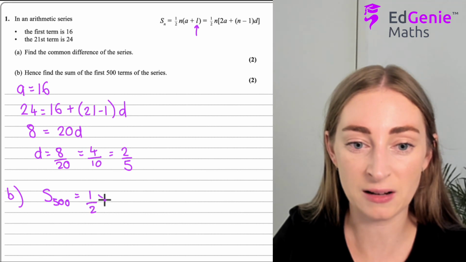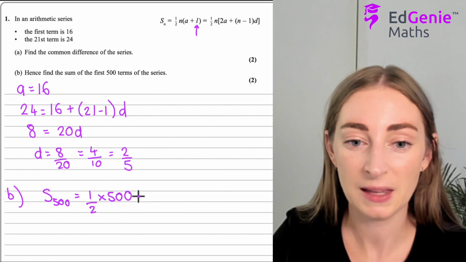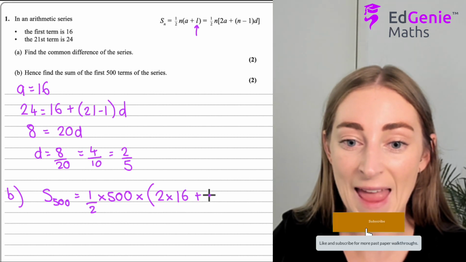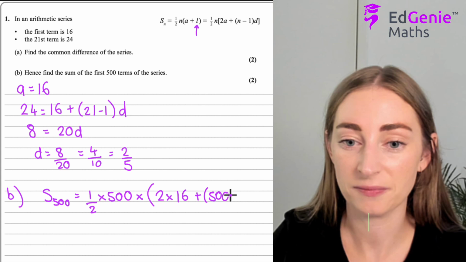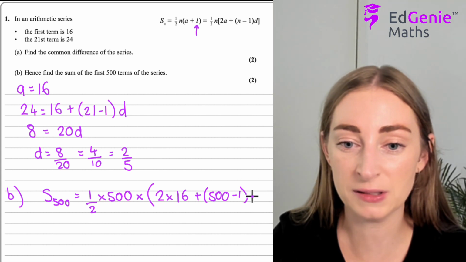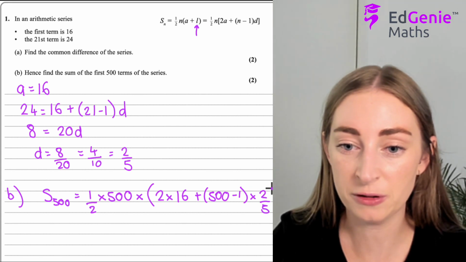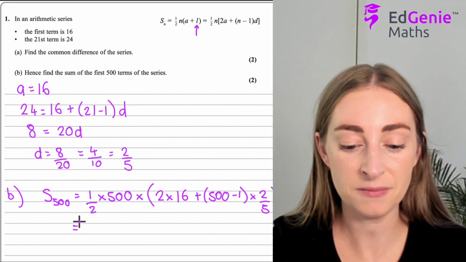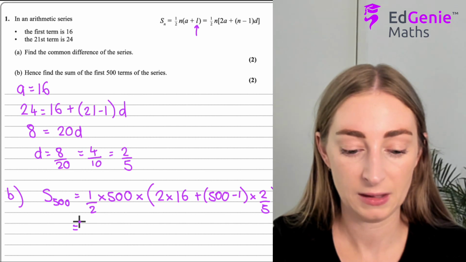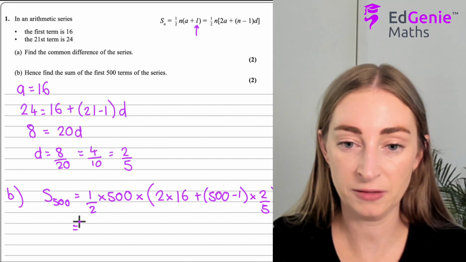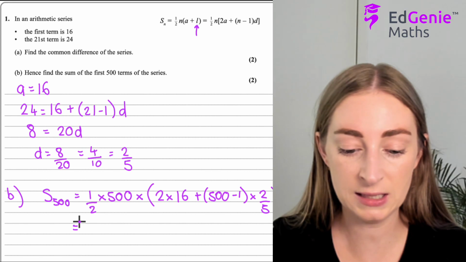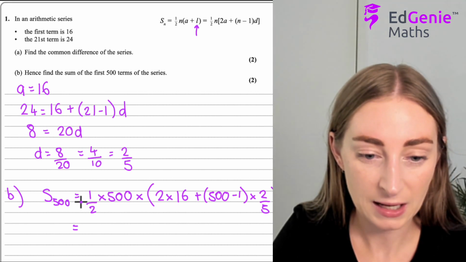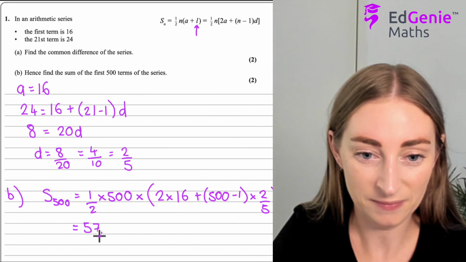So a half times 500 times 2 times A, where A was 16, plus n minus 1 times our common difference, which is 2 over 5 or 0.4. Then we can put this whole thing into our calculator. 2 times 16 plus 500 take away 1 is 499. So I have got 57,900.